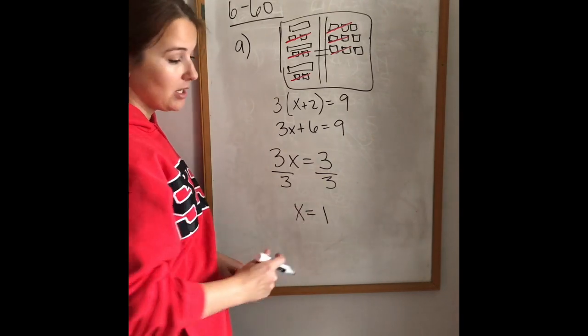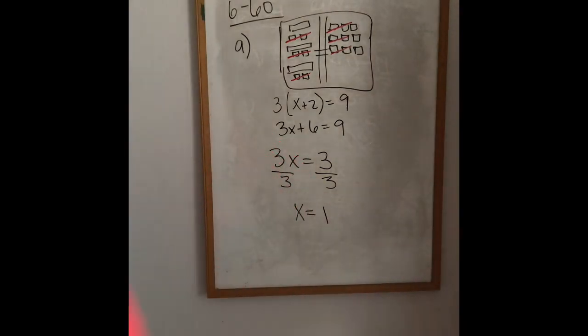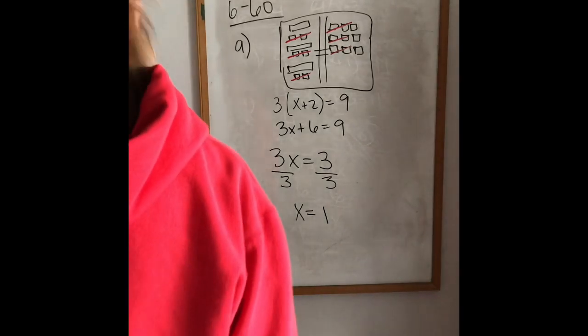So the answer that we have come up with is x equals 1, and it got really kind of dark all of a sudden outside, but I guess it doesn't affect the whiteboard.